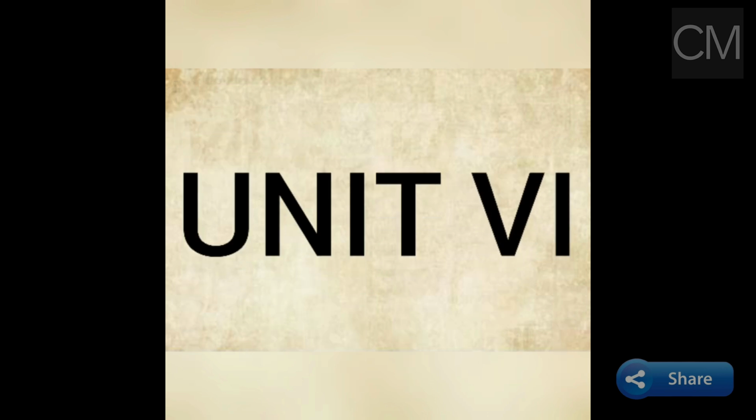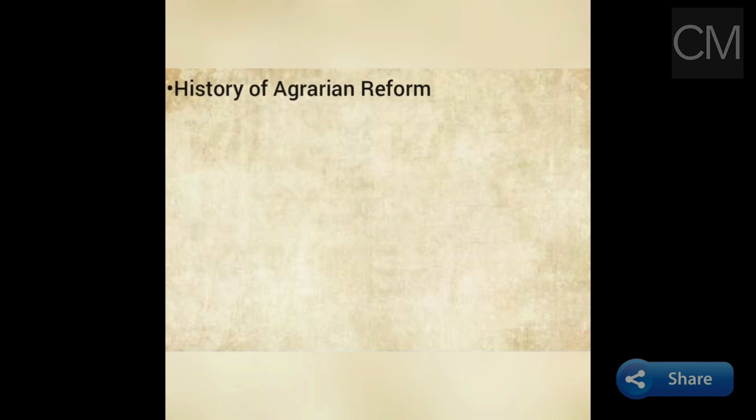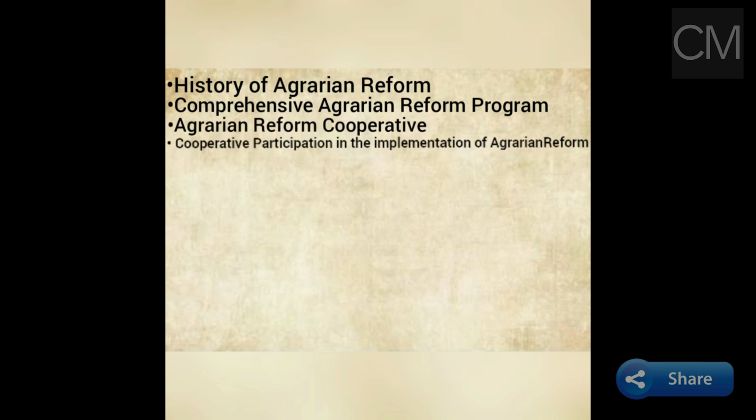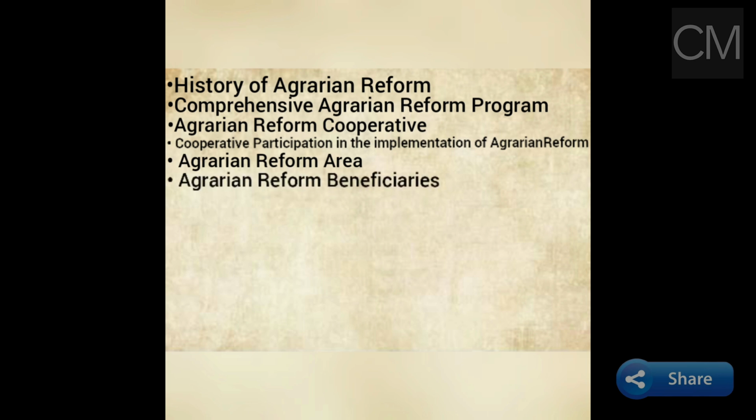Unit 6. It explains agrarian reform, which includes the history of agrarian reform, comprehensive agrarian reform program, agrarian reform, cooperative participation in the implementation of agrarian reform area, agrarian reform beneficiaries, agrarian reform community.